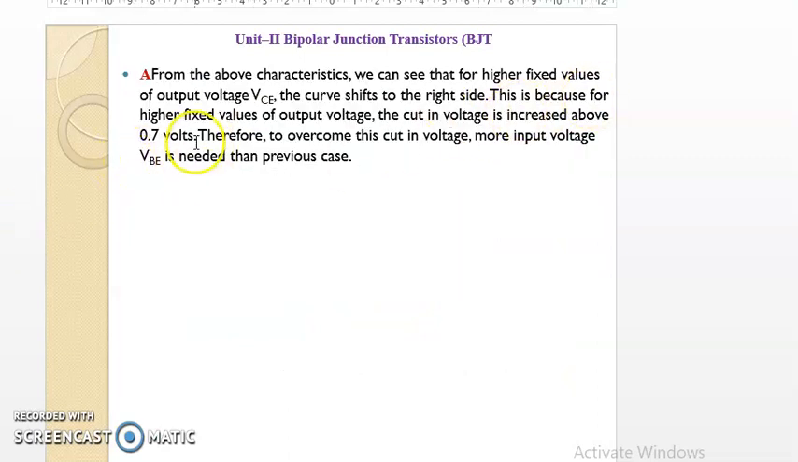This is because for higher fixed values of output voltage, the cut-in voltage is increased above 0.7 volt. Therefore, to overcome this cut-in voltage, more input voltage VBE is needed than in the previous case. That's why in this curve, the curves are shifting towards the right side for higher fixed values of collector emitter voltage.